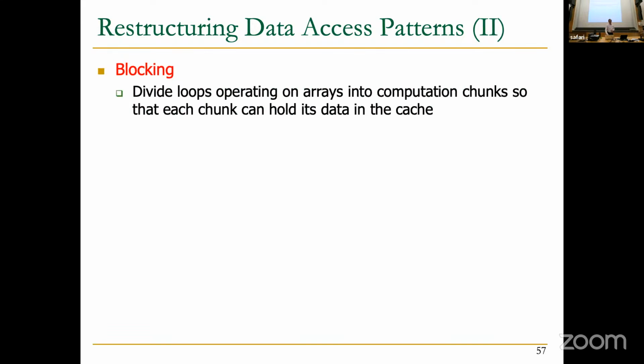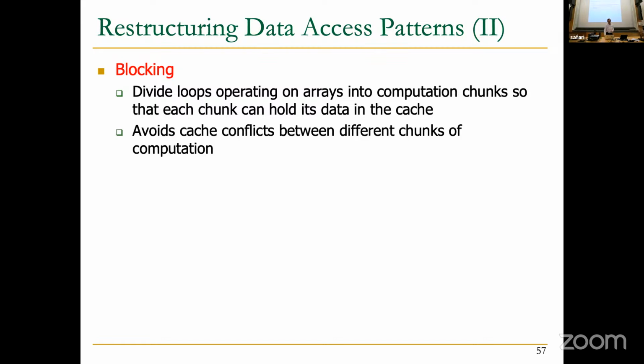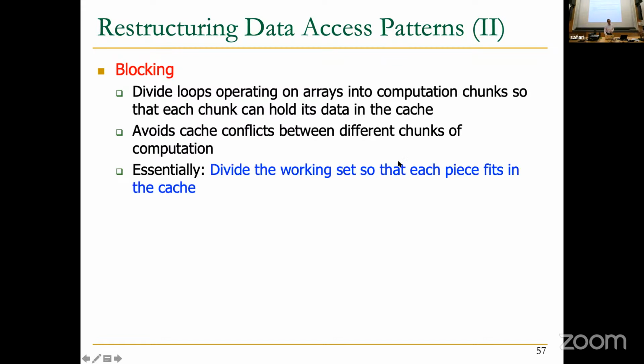Here, the idea is to divide the loops operating on arrays into computation chunks such that each chunk can hold its data in the cache. Basically, divide your program into smaller chunks such that the data that each chunk is operating on is in the cache, right? It doesn't have cache misses. Now, this avoids cache conflicts between different chunks of computation. Essentially, you divide the working set such that each piece fits in the cache. At any given time, you're operating on different parts of the working set.